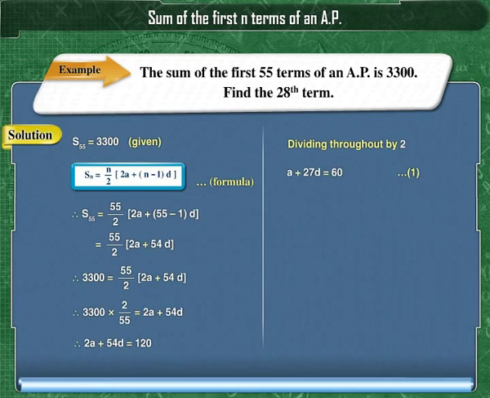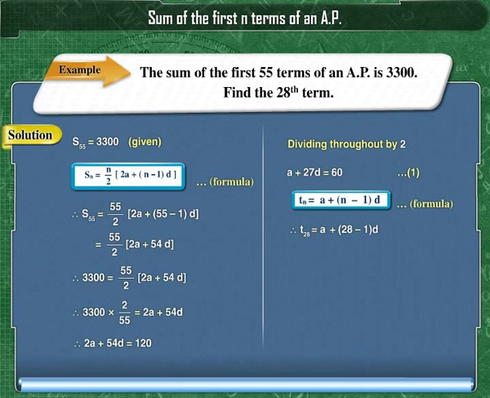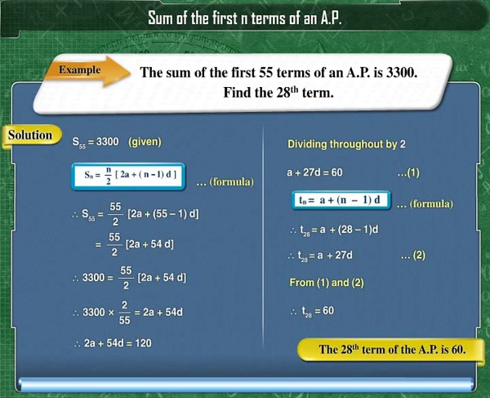To find the 28th term T28, we have to substitute n is 28 in the formula Tn is a plus n minus 1 into d. We get T28 is a plus 28 minus 1 into d, which is a plus 27d. Now, T28 is a plus 27d and a plus 27d is 60. Therefore, T28 is 60. That is, the 28th term of the AP is 60.